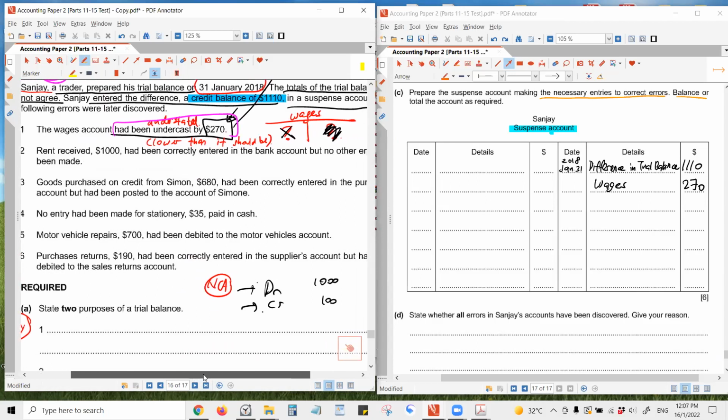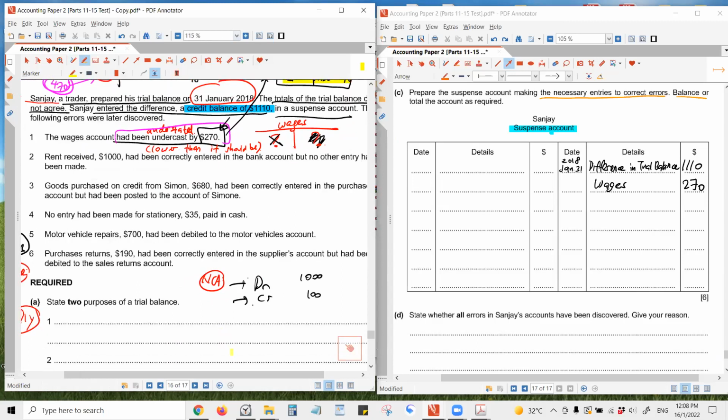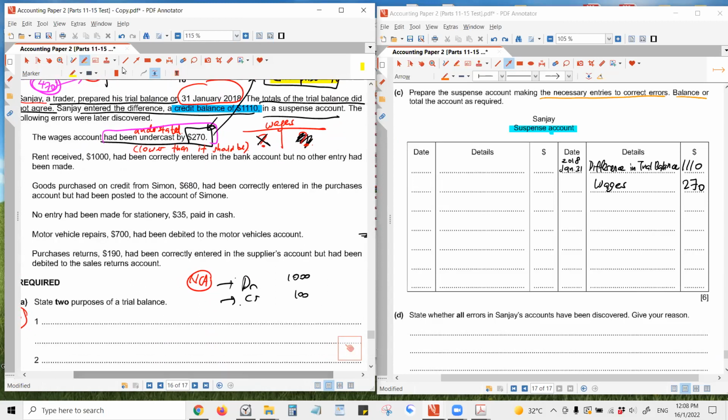Okay, now we look at the second error. Rent received 1,000. So when you receive rent, what are the double entries you would do? You will debit cash or bank, then you credit rent received, right? They say it had been correctly entered in the bank account. So probably they received the rent in the form of cheque or bank transfer. So they say in the bank account, no problem.